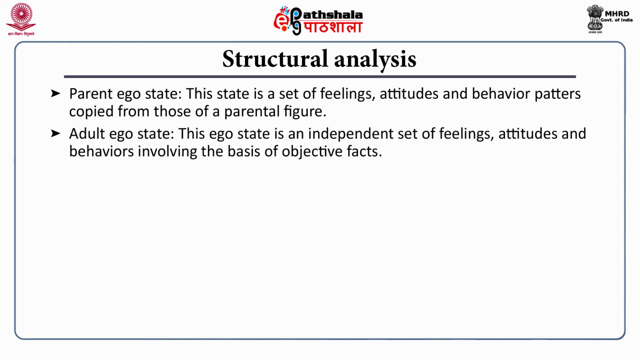Then the adult ego state. This ego state is an independent set of feelings, attitudes, and behaviors involving the basis of objective facts. When the individual gathers facts, tests reality, and computes a rational objective answer, the state is in adult state.